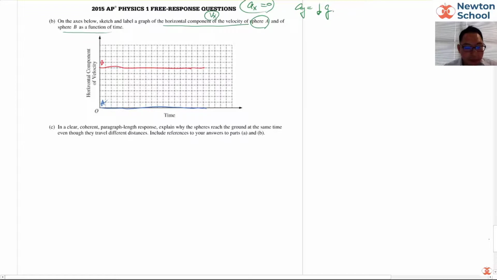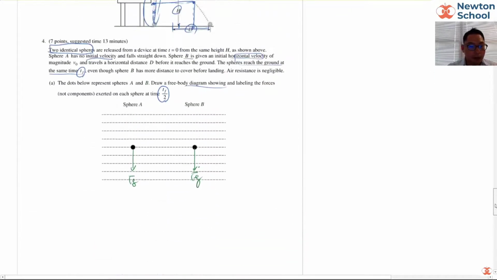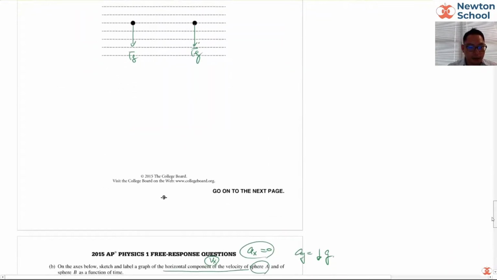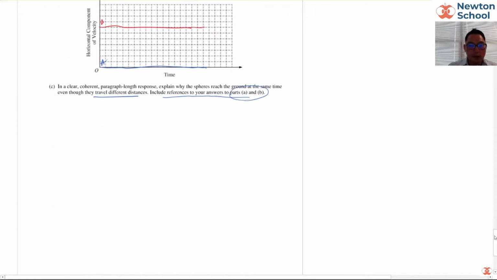In a clear, coherent paragraph-length response, explain why the spheres reached the ground at the same time, even though they traveled different distances, with reference to part A and part B. What was part A and part B? Part A is the free body diagram. Part B is the graph, right?